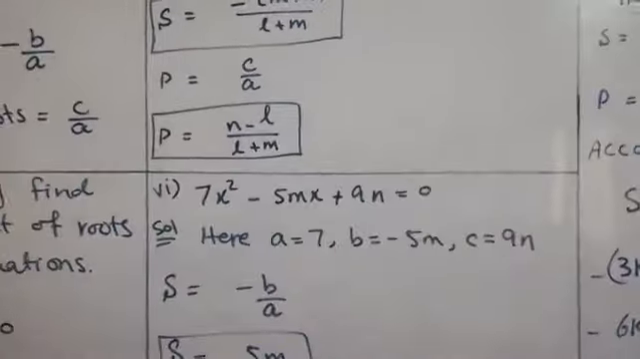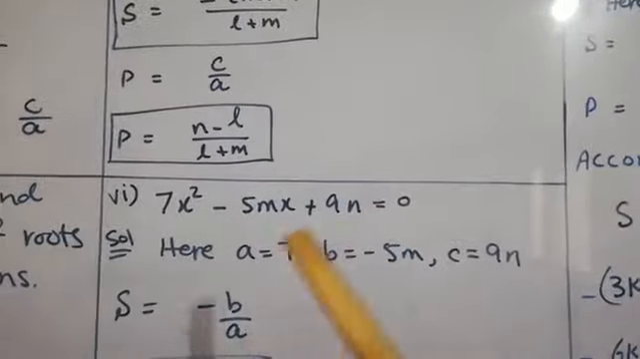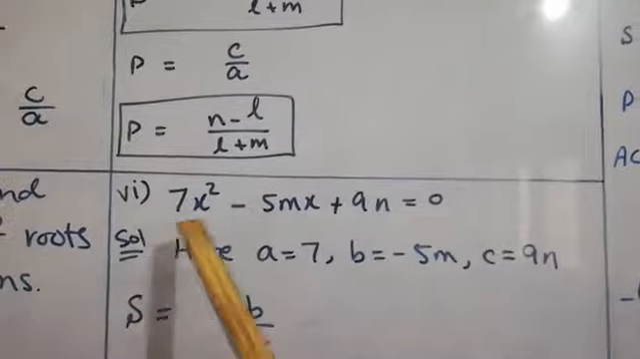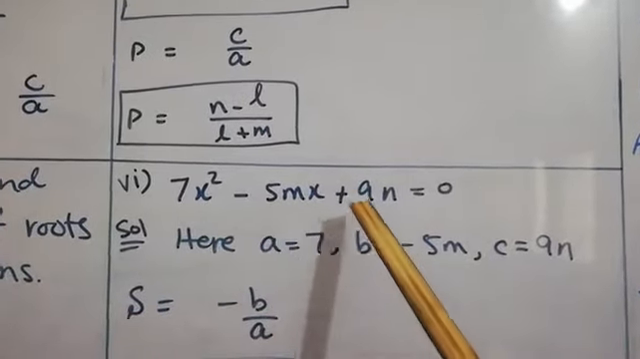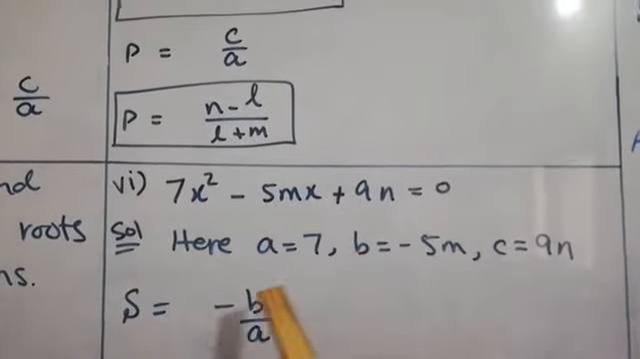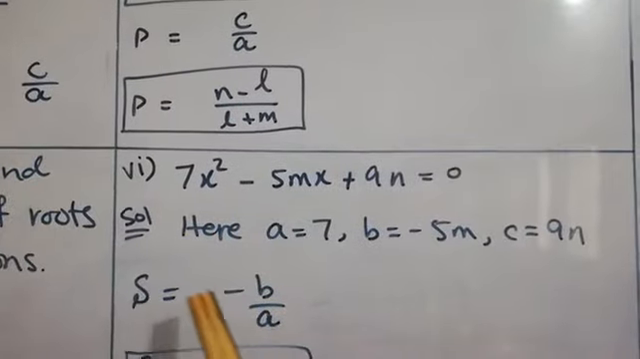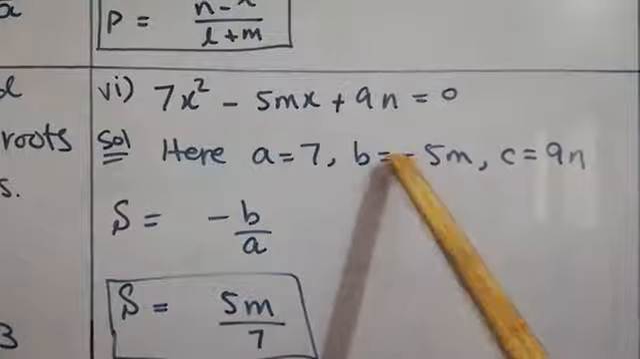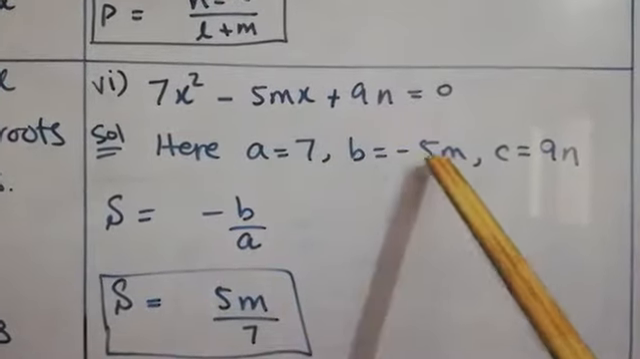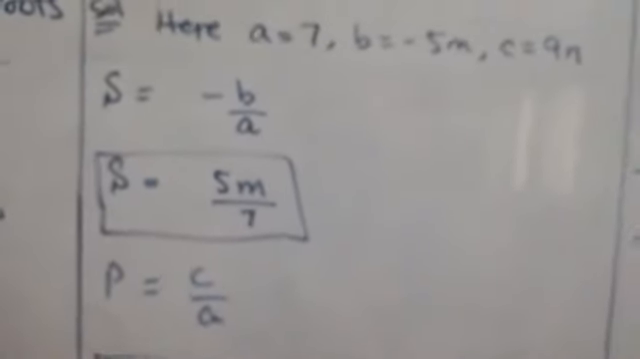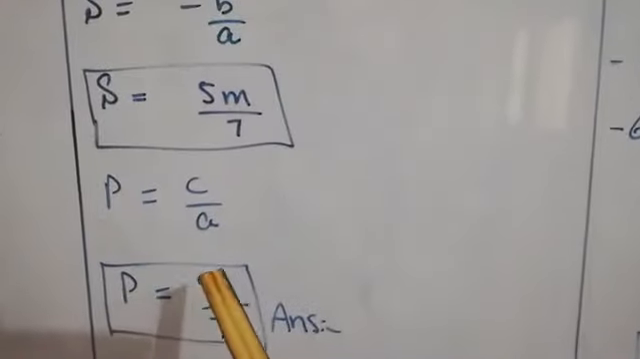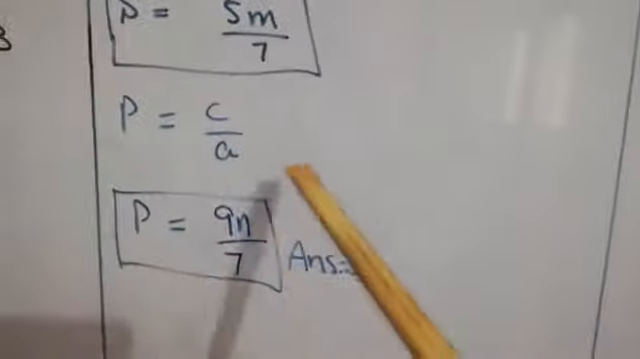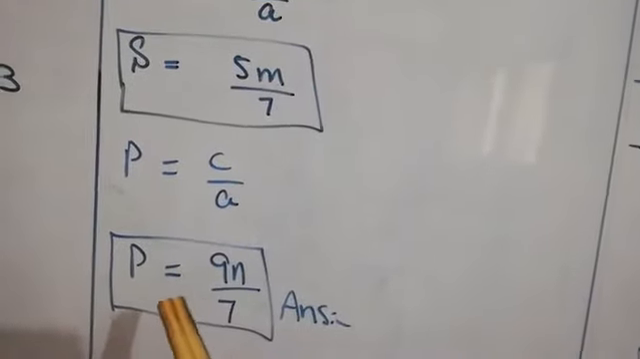Part number 6: 7x square minus 5mx plus 9n equals 0. Here a equals 7, b equals minus 5m and c equals 9n. First of all, we will find the sum of roots. S equals minus b by a, and you know that this is the negative value, so minus minus plus 5m by 7. And product equals c by a, the value of c is 9n, a equals 7, so 9n by 7. This is the simple answer.